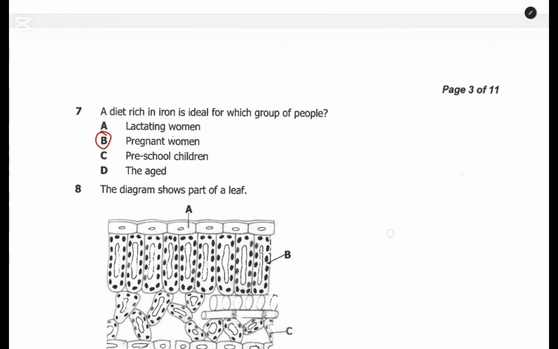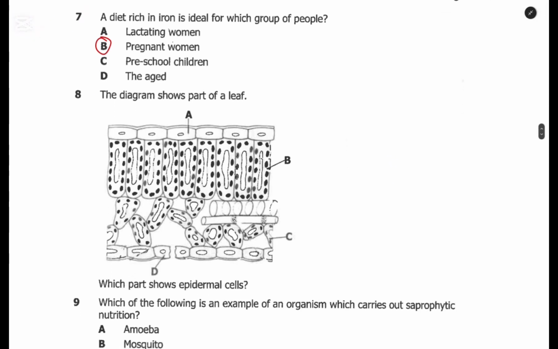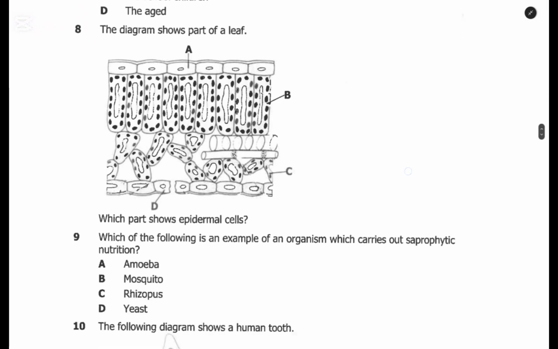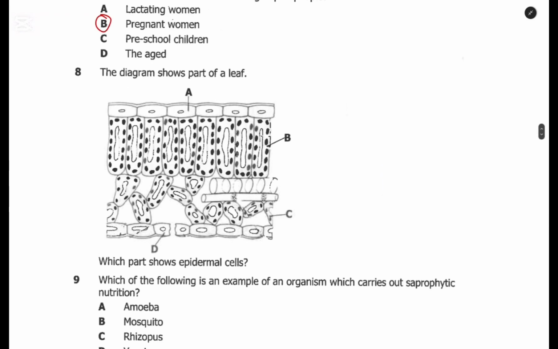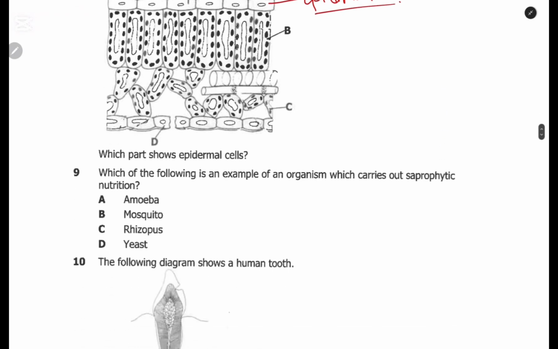All right, we proceed to question 8. The diagram below shows part of a leaf. Which part shows epidermal cell? So epidermal cells are outside cells. Here the outer layer is what we call epidermal cell. After the cuticle, we have epidermal cells. So you need to know the structure of the leaf, or the internal part of a leaf. So therefore the answer here is A. That is question 8.